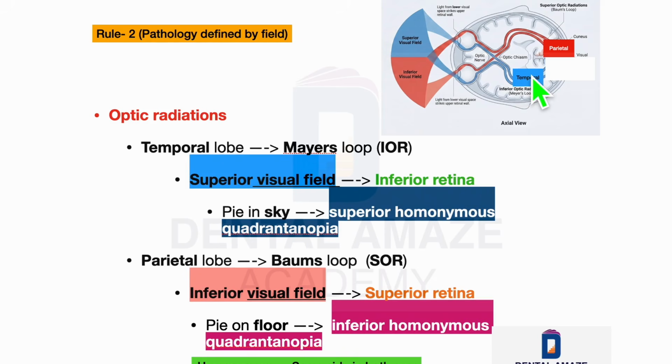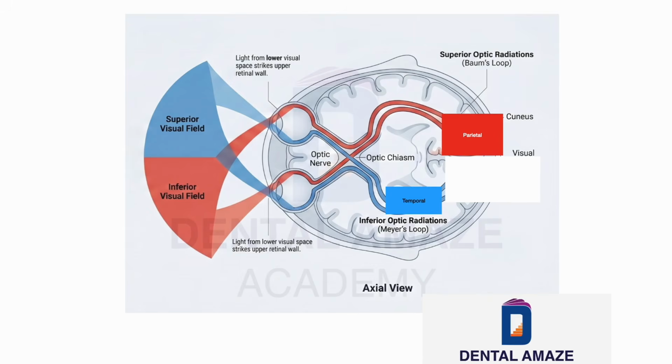Temporal comes down. So your lobe is decided by your retina. So it's down, inferior retina. But now your visual field, superior visual field. Your pathology is defined by the visual field. So superior homonymous quadrantanopia. Hope it's clear. I know it's a little complicated, but yes.